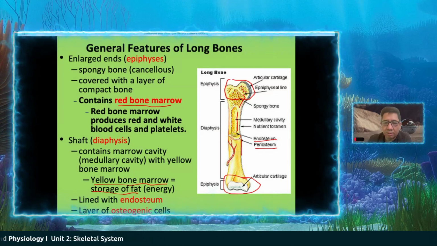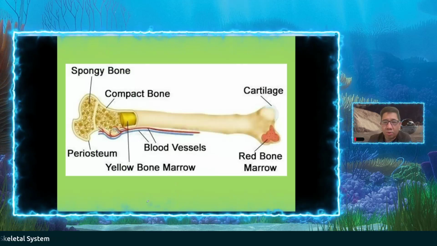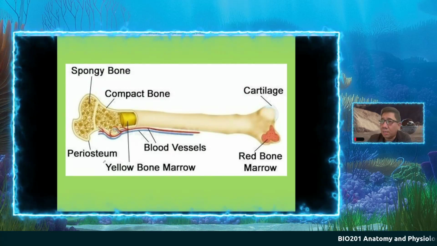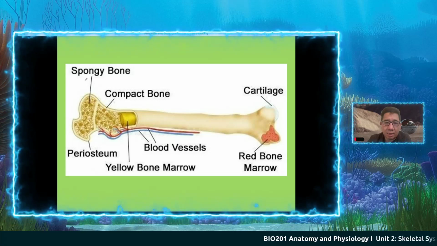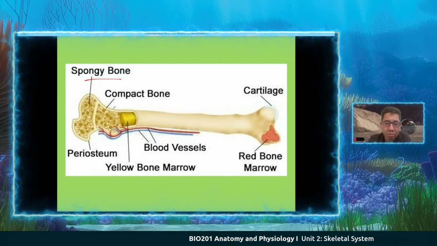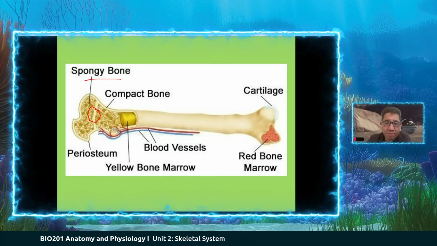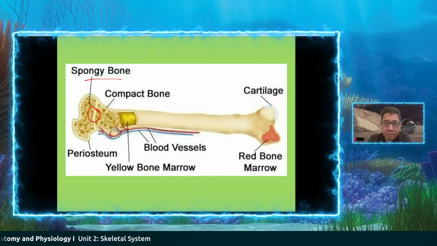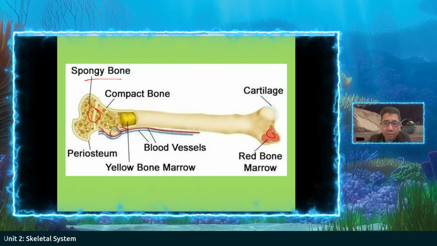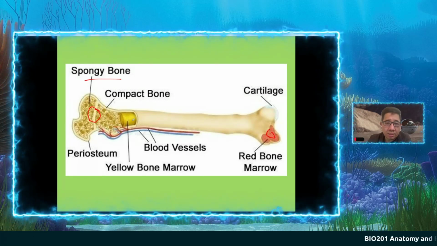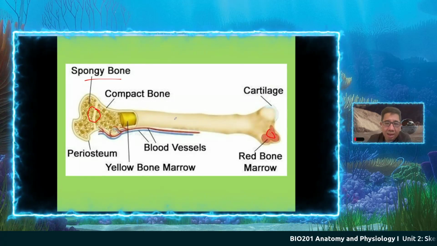This is the origin of the bone cell. This is where your bone cell begins. As you can see right here, again, spongy bone, compact bone, which is on the outside. The red bone marrow is in the epiphysis, on both ends, and then you have the yellow bone marrow in the diaphysis.